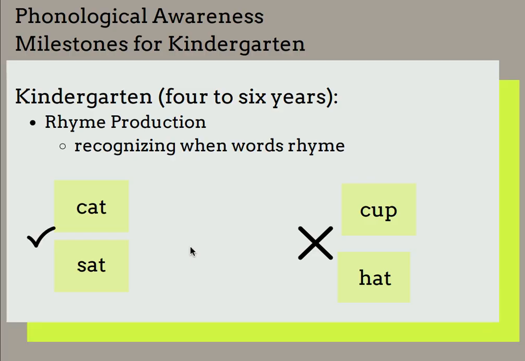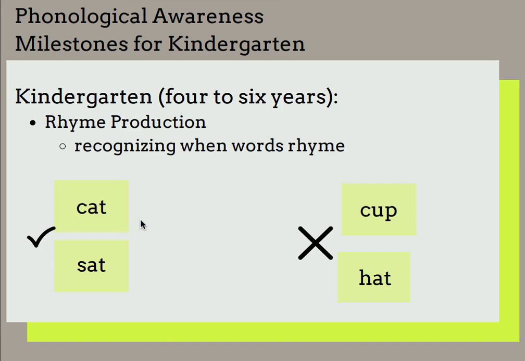Let's look at some phonological awareness examples in kindergarten. At the beginning of kindergarten, a student who has phonological awareness is identified by their ability to perform phonemic awareness tasks like recognizing rhyme or rhyme production.